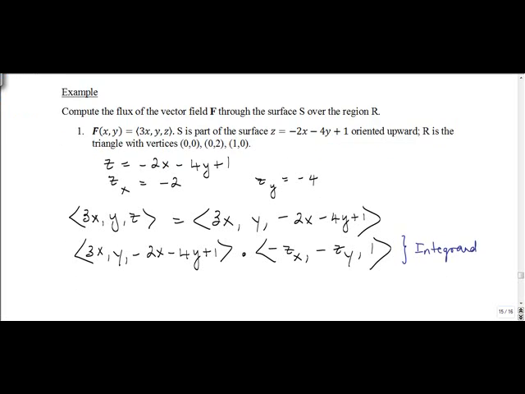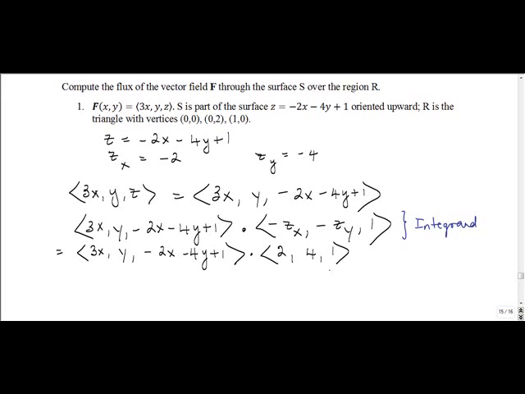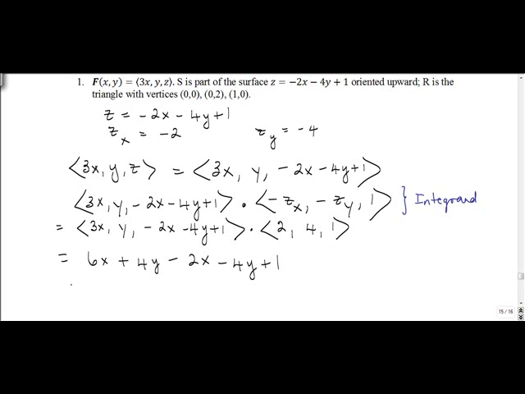So let's rewrite that. So this is 3xy minus 2x minus 4y plus 1 dotted with 2, 4, 1, based on our calculations, we just calculated the partials. Okay, let's work this out. This dot product is 6x plus 4y minus 2x minus 4y plus 1, which ends up being 4x plus 1. Okay, so we have our integrand.